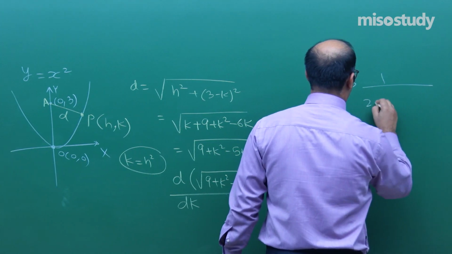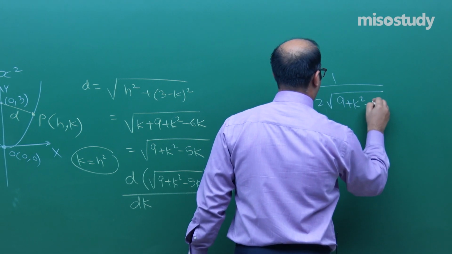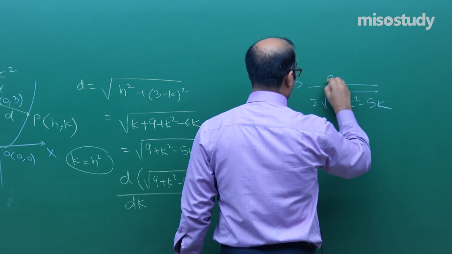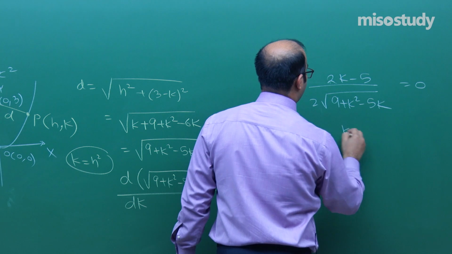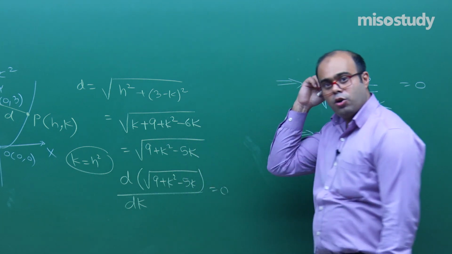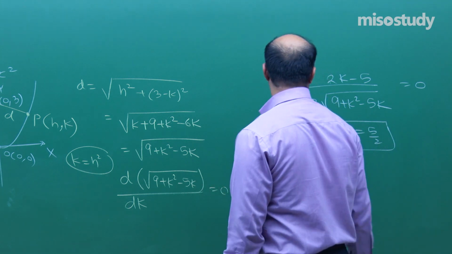1 by 2 root over 9 plus k square minus 5k, in the numerator 2k minus 5. So 2k minus 5, chain rule, is equal to 0. So the k value is coming out to be 5 by 2, where the derivative is coming out to be 0. Now this derivative is coming out to be 0 at 5 by 2.